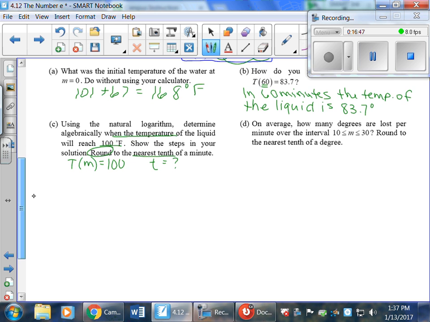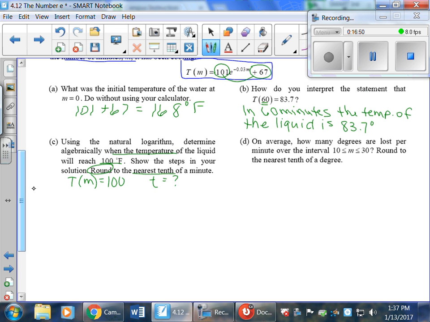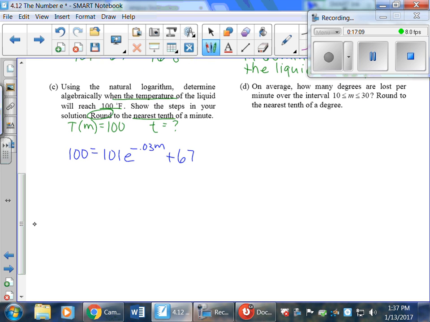All right, so using our formula now, we know 100 is equal to 101 times e to the negative 0.03 M plus 67. Now again, in order to solve this, you need to isolate that e. So the first thing I'm going to do is flip it: 101 e to the negative 0.03 M plus 67 is equal to 100. I'm going to subtract 67 from both sides.